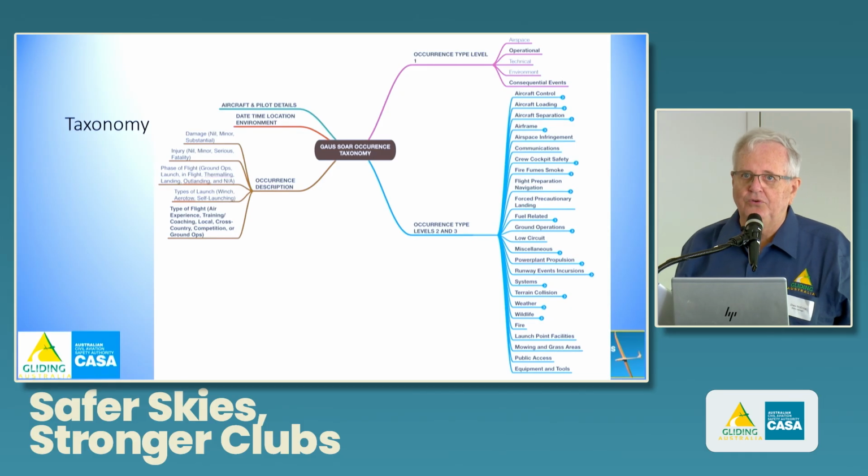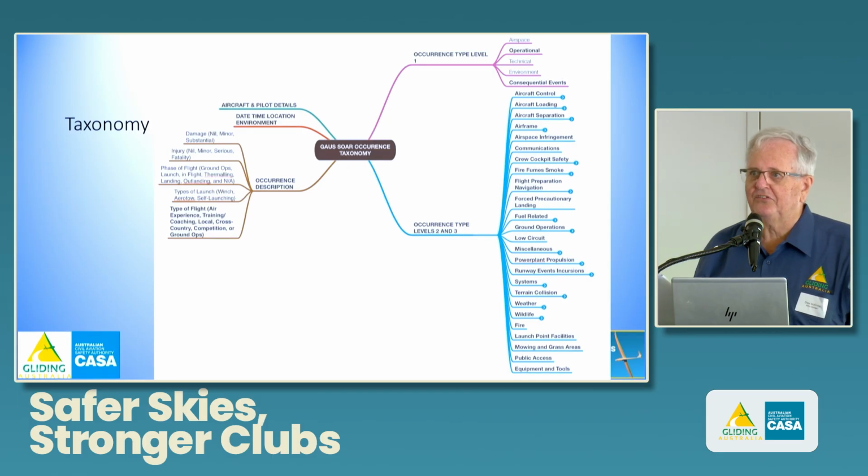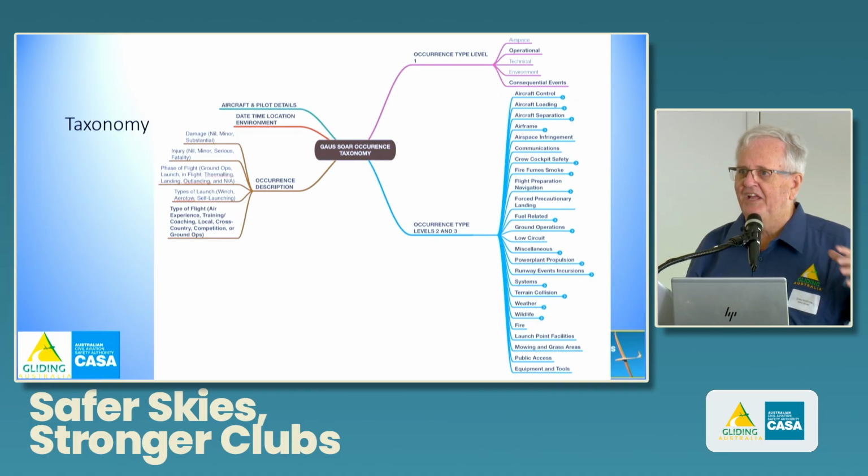At level 2, on the right-hand side, there's this taxonomy, a breakdown of major categories of meaningful data. This is traceable to ICAO, CASA and ATSB taxonomies, but it is different. It's been tailored for the glider-specific environment. And they include priority accident occurrence types. Aircraft control is one of the big ones.